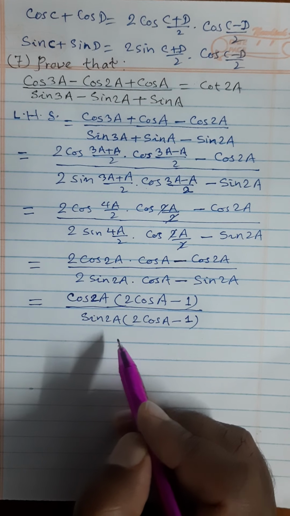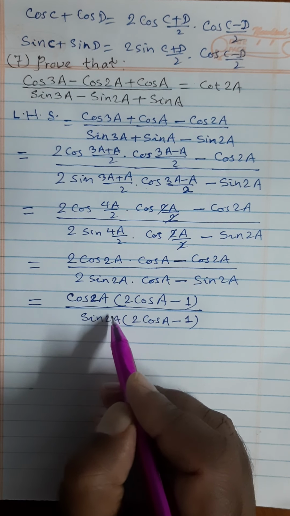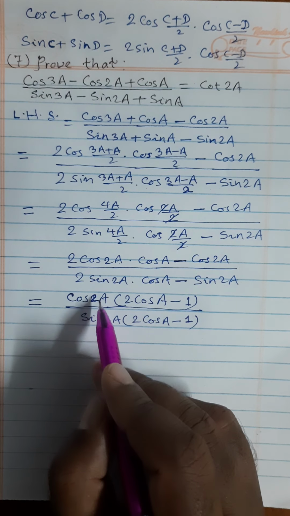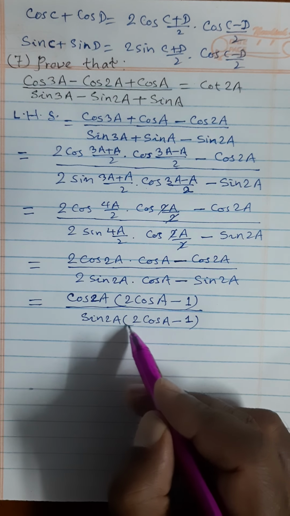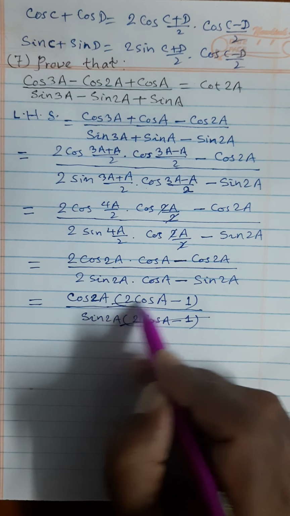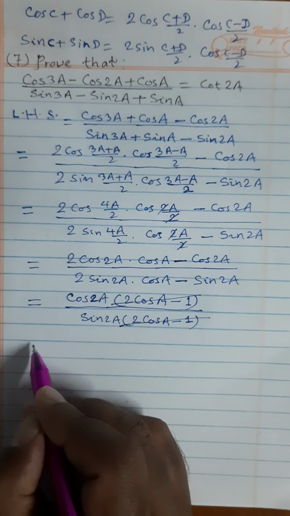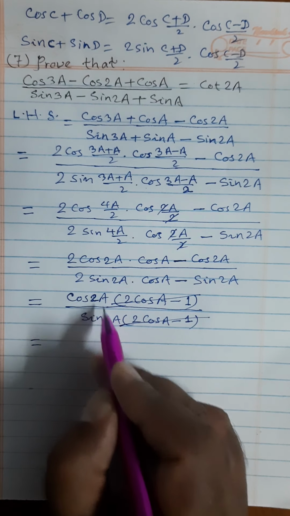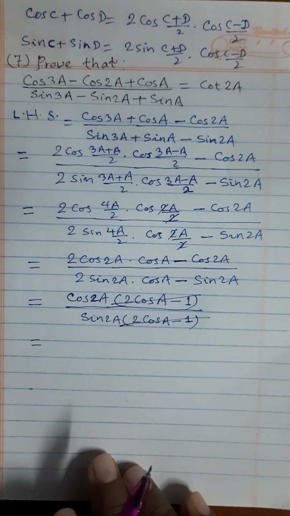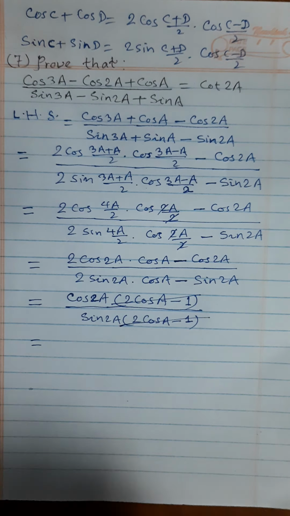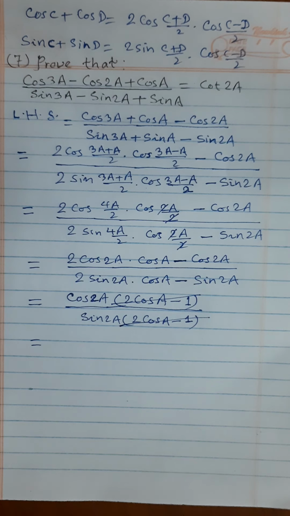Now here sin 2a, cos 2a can't be cancelled. 2 cos a minus 1, 2 cos a minus 1 can be cancelled in numerator and denominator. Okay, this can be cancelled. So after you cancel that, cos 2a over sin 2a, we can use the cos theta over sin theta formula. Our formula for cos theta over sin theta is cot theta.